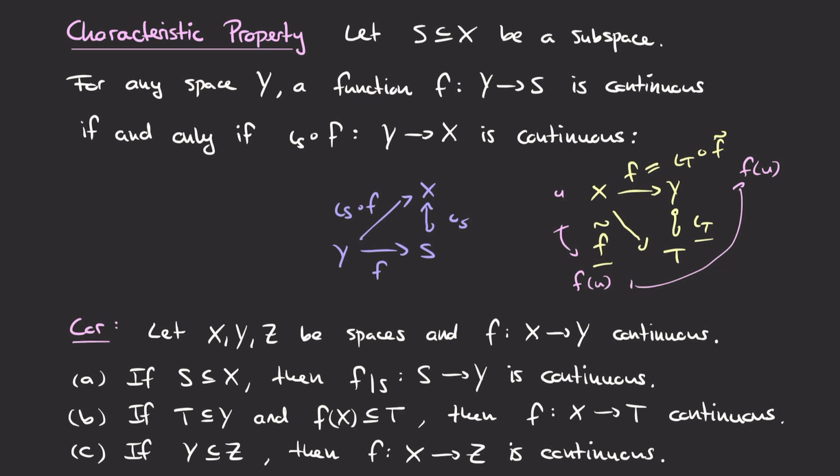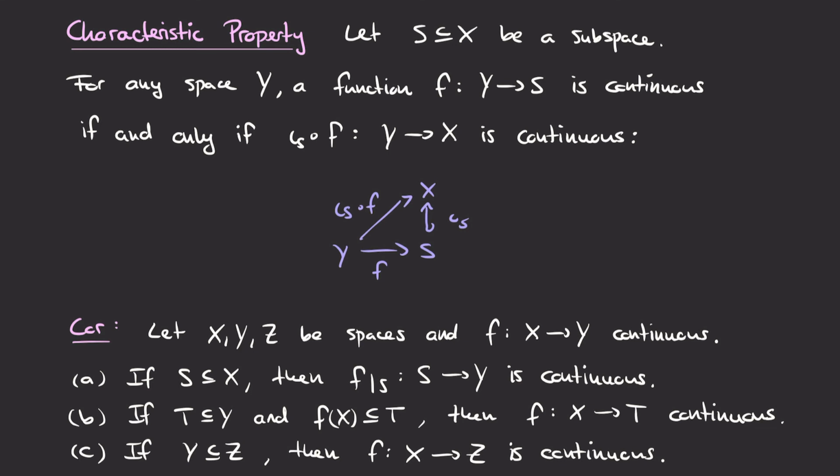In any case, we know by assumption that f is continuous, so this map going from X to Y, which we've rewritten as this composite iota T after f tilde, and now by this characteristic property, this composite being continuous is equivalent to f tilde being continuous, and so we've shown that f tilde is continuous, and this proves part B of the corollary.